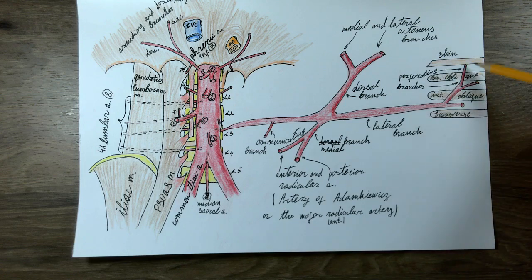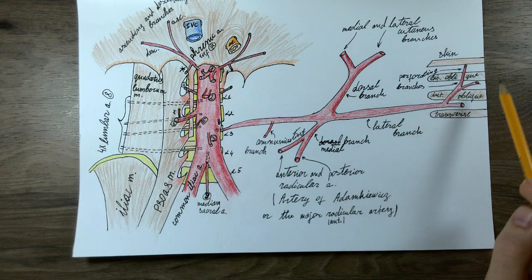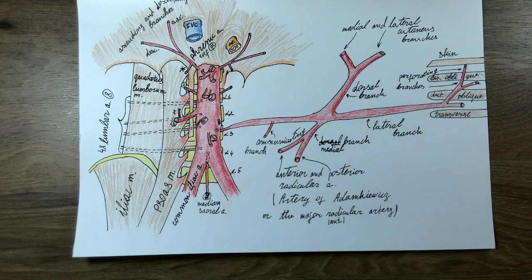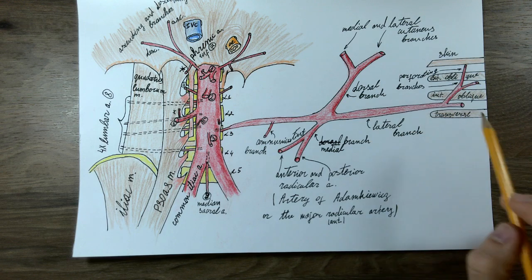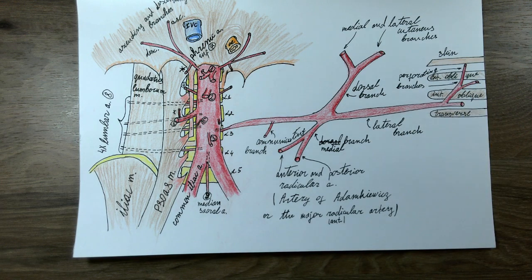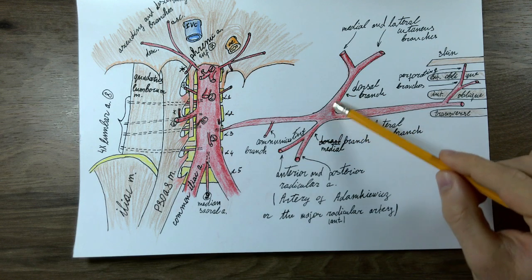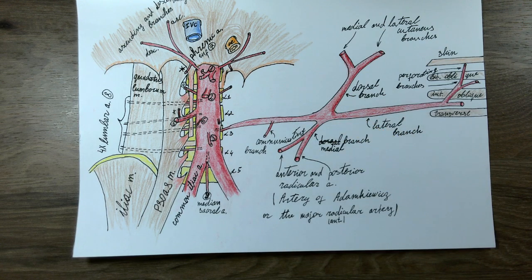So the point of this lateral branch is to supply the lateral abdominal muscles and the skin around this area, and eventually it would reach the center and anastomose with the inferior epigastric artery, exactly, and this inferior epigastric artery input helps supply the rectus abdominis.